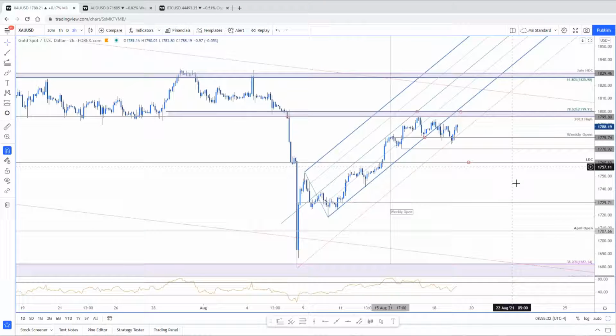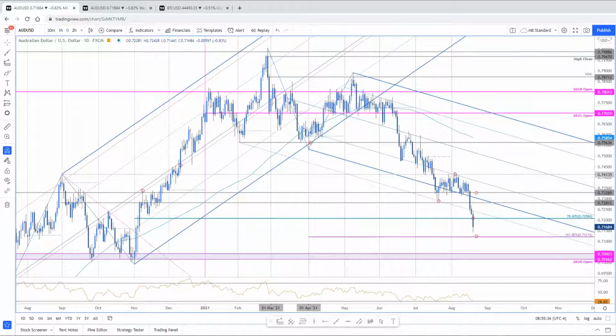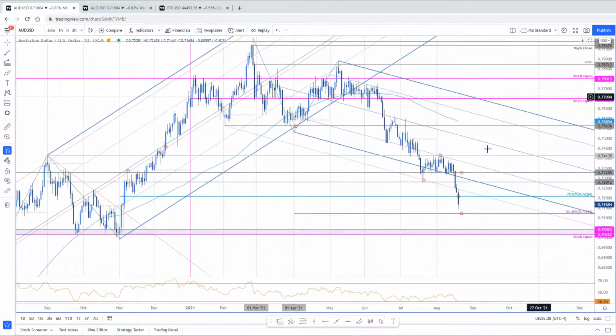Here's Aussie on the daily chart. A break of downtrend support, typically the sharpest part of the decline, checkmate, right? We had a soft target at 72. That was a 786 of the drop. Here's that 1618, again, 71.20, and key support, 70.16, 70.40.